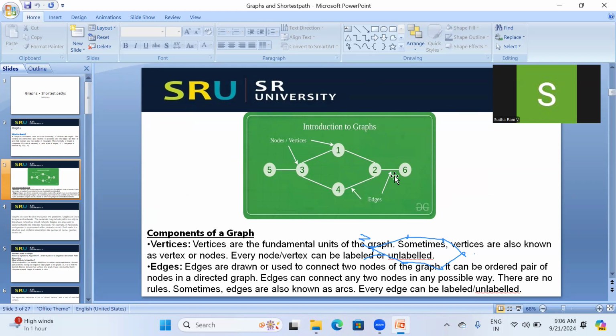And again, coming to graphs, there are two types of graphs. One is the directed graph, and another one is the undirected graph or plain graph. Graphs are of two types: directed graphs or undirected graphs.